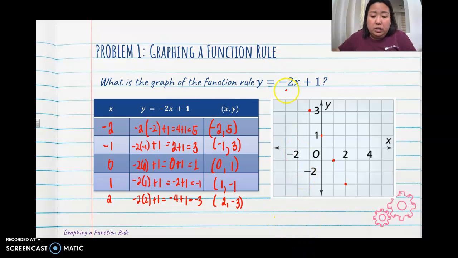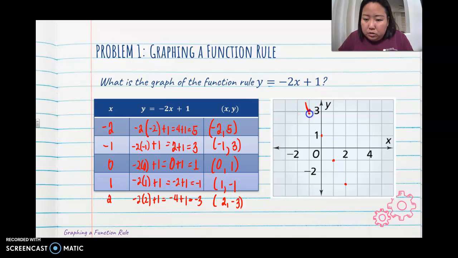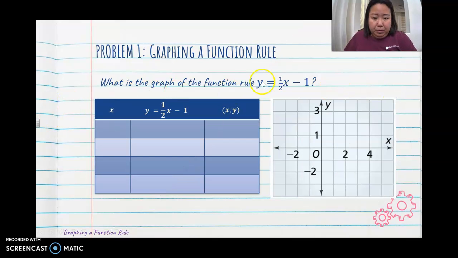So as you can see, I am hoping that I can get a straight line here, okay? So just pardon my graph. Oops, my bad. So just pardon my graph. So you just have to connect all those points. And so that is the graph of our function rule, y is equal to -2x plus 1. All right? So why don't you try this next example on your own?